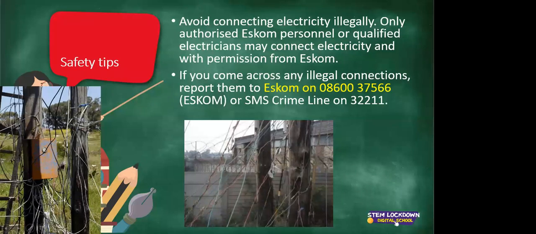Now, if you come across any illegal connections, you need to report this to ESCOM on the following line, or you SMS ESCOM to the following crime line. They will obviously sort out the problem, because illegal connections are extremely bad for the community and the people around.